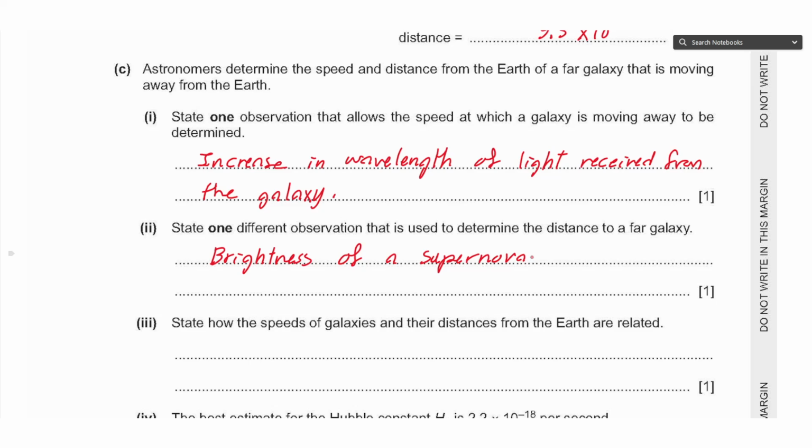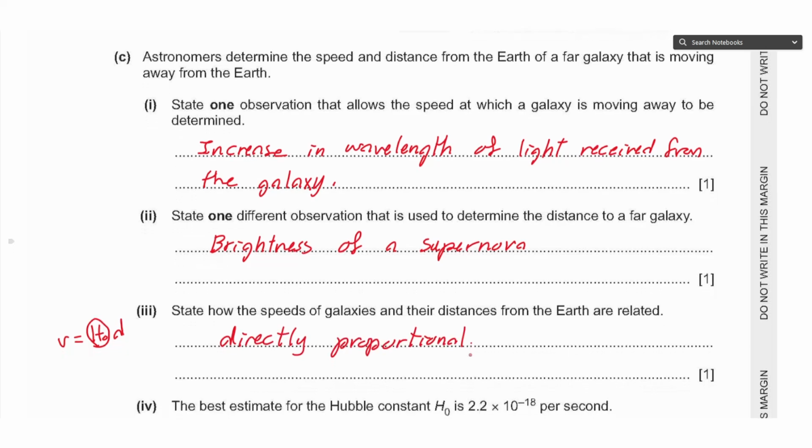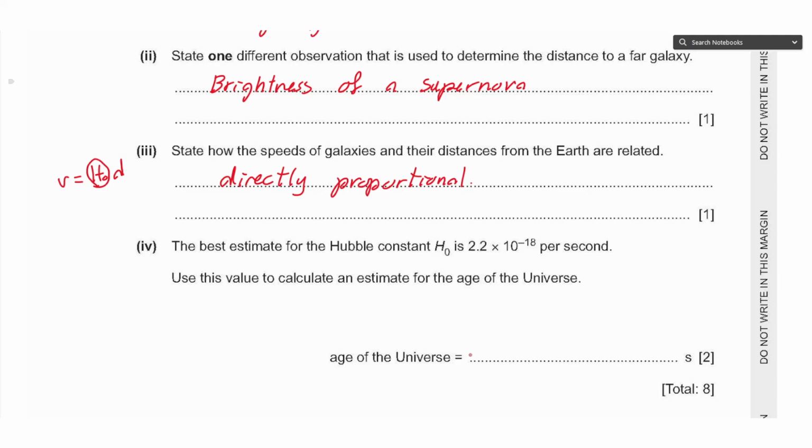Part (iii) says state how the speeds of galaxies and their distances from the Earth are related. This is according to the equation V equals H naught D, which is the Hubble equation. And H naught is a constant, so V and D are directly proportional. And the graph between V and D is a straight line through the origin. Part (iv) says the best estimate of the Hubble constant is 2.2 times 10 to the power of negative 18 per second. Use this value to calculate an estimate for the age of the universe.